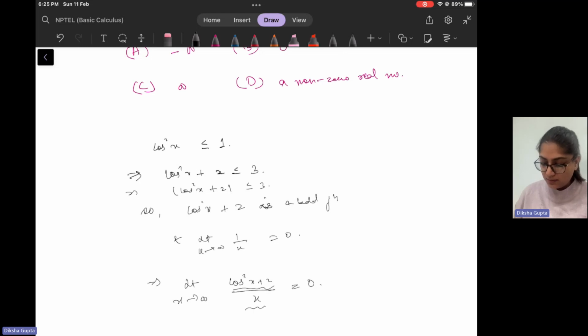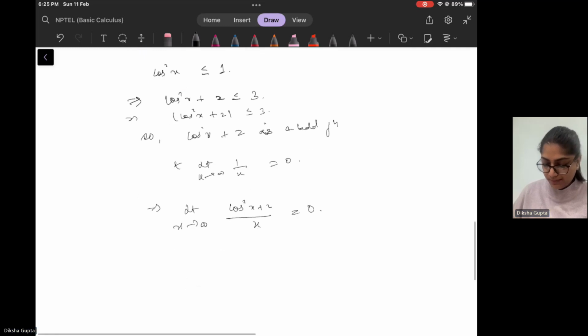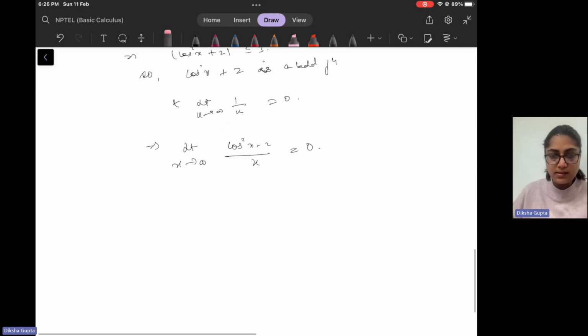This will always be positive, and this 1 by x when x goes to infinity will make the whole limit 0 because the other function is bounded. Had the other function also been giving some infinite value or a 0 value, we could not have then said that. If the numerator would have been 0, then also we could have said the limit is 0, but essentially here the function is bounded, and limit x tending to infinity 1 by x gives you 0, so the overall limit is 0. All right.